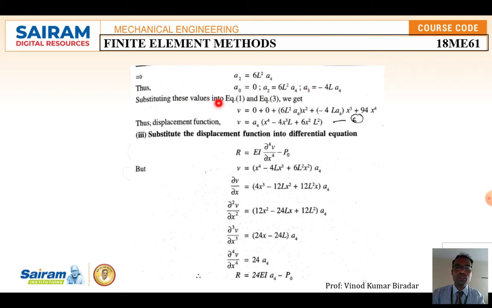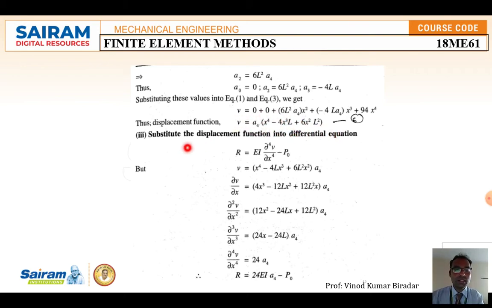Okay, substitute these values into any one of the polynomial displacement functions, and you are going to get, in terms of a4, the displacement v equal to a4 times (x to the power of 4 minus 4 x cube l plus 6 x square l square). Give it equation number 6. So this is the displacement function.